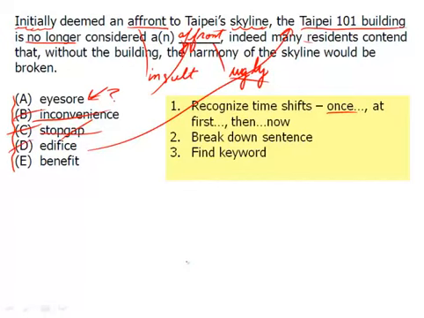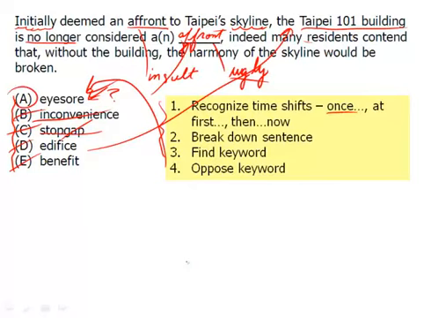But we're again looking for a word in the blank that means something that's ugly, unsightly, and it's definitely not a benefit. So you can see we went through the time shift, we broke down the sentence, found the keyword, and opposed the keyword at the very end. In opposing the keyword, we essentially came up with the same word because of "no longer considered." And of course, "eyesore," something that's ugly, is our answer.